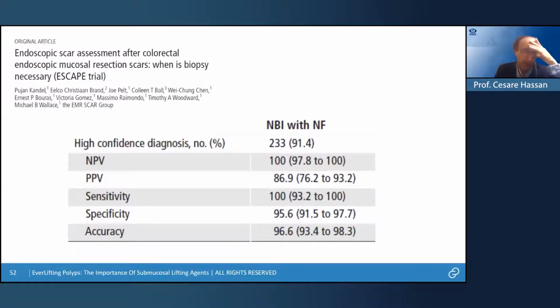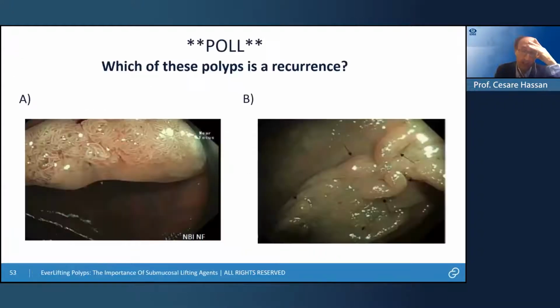And this was confirmed by another group led by Mike Wallace, showing that not only do you need the blue light, but you also need the magnification, that in this case was the near focus by Olympus, and you get to an outstanding negative predictive value of 100%. And these are two examples, one from this paper, one from Doug's paper. And I want you to vote and to tell me if on any of these pictures you see a recurrence.